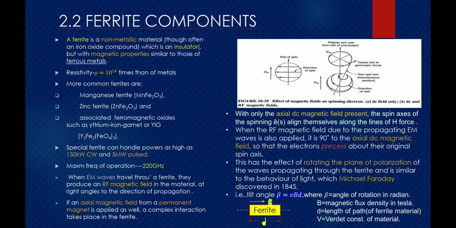The figure shows the effect of magnetic fields on spinning electrons when only DC is present, and when DC and radio frequency magnetic fields are applied. With only an axial DC magnetic field applied, the spin axes of the spinning electrons align themselves along the lines of magnetic force, as we can see in the diagram. When the radio frequency magnetic field due to the propagating electromagnetic waves is also applied, it is at 90° perpendicular to the axial DC magnetic field, so the electrons precess about their original spin axis.